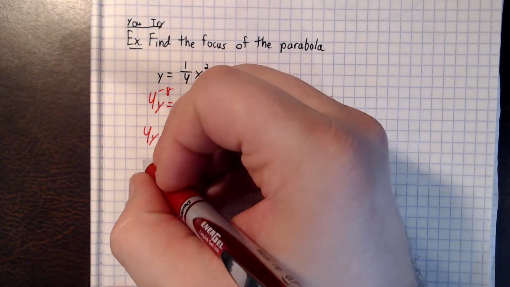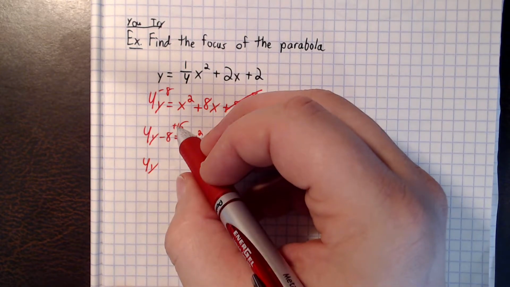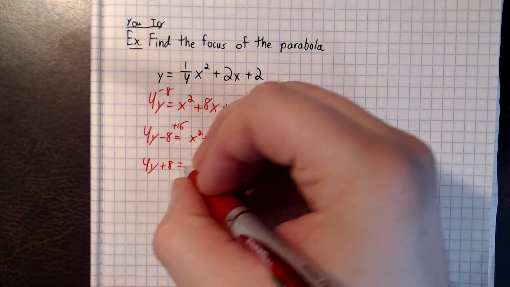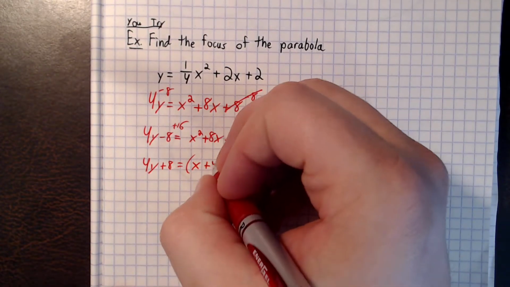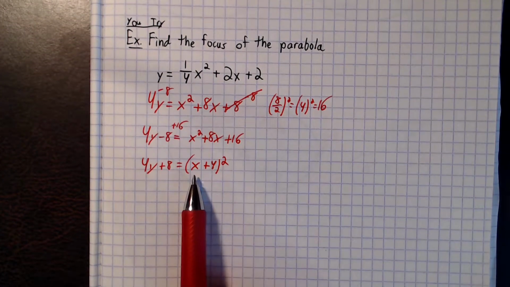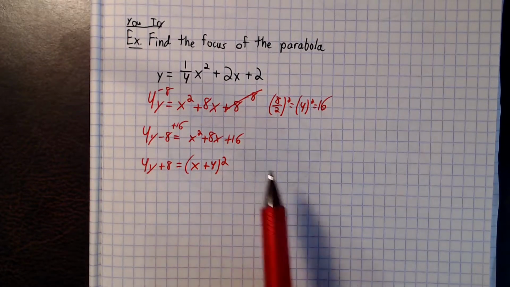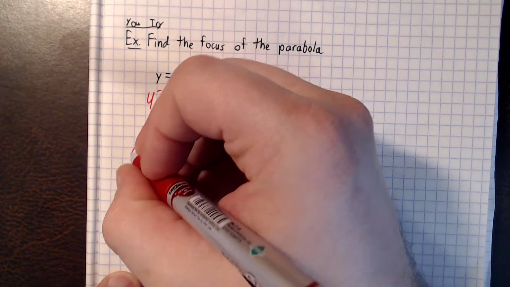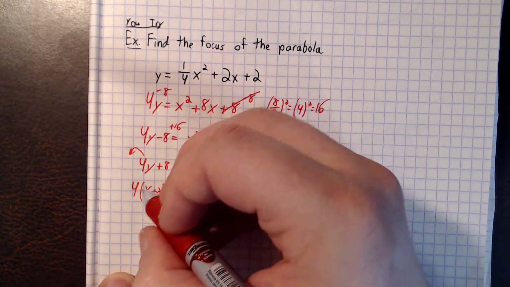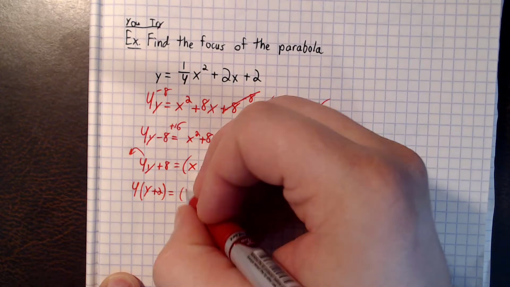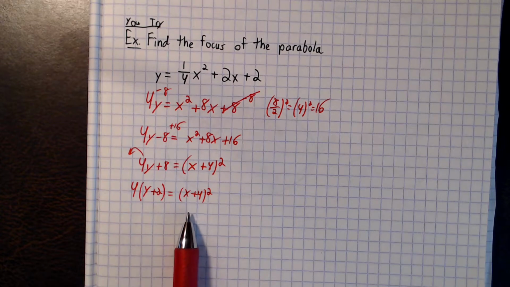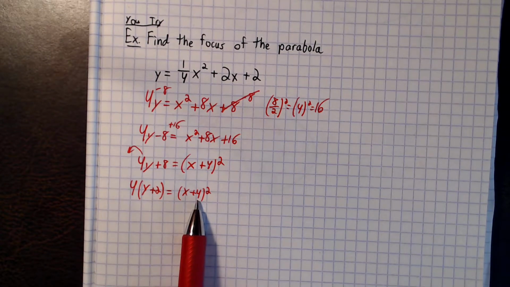Alright, so let's see. 16 minus 8, that would be +8. Completing the square tells us that this all reduces to x plus 4 squared. Alright, so I got my x plus 4 with a square. I know it's going to be vertical, and I'm going to factor out a 4 from each of these. So we get 4 times y plus 2 equals x plus 4 squared. And it's vertical. This is our center, H, K.